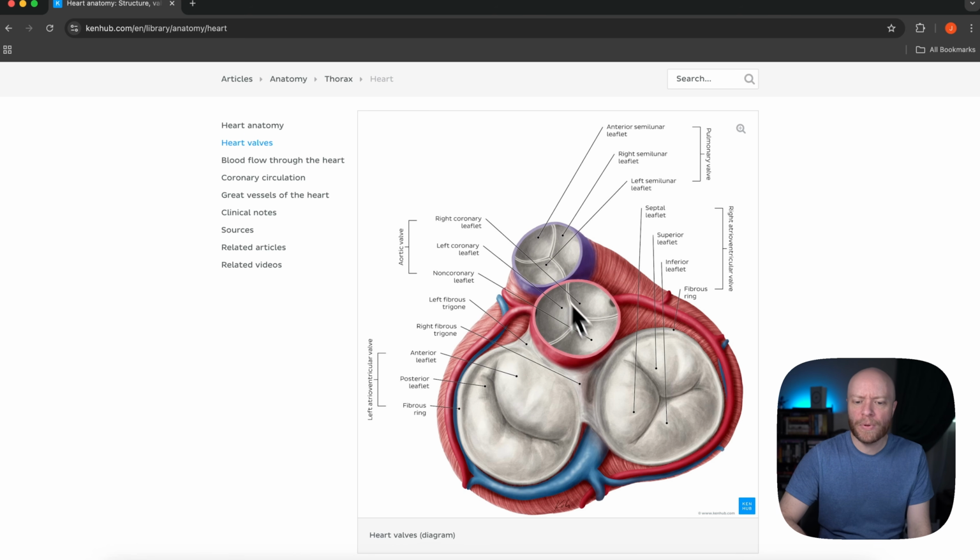So again, all of these are preventing backflow, but they're going to do it in slightly different regions, obviously, and in slightly different ways: these separating the atria and the ventricles, and then these separating the tubes leaving the heart and back into those ventricles. So really, really cool.